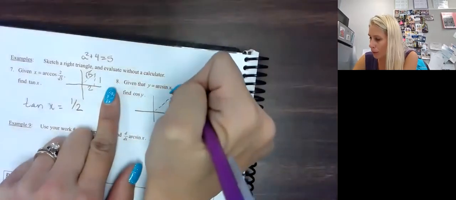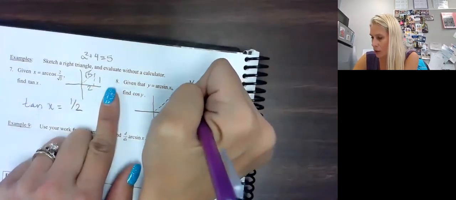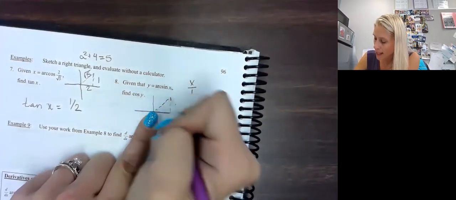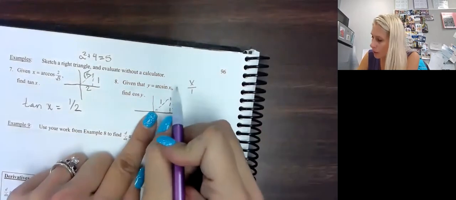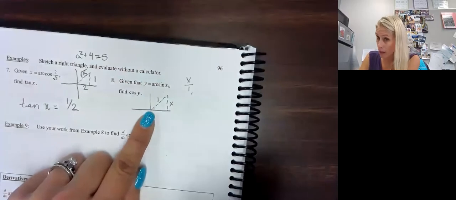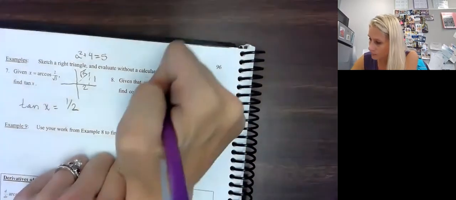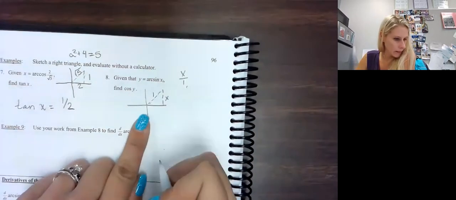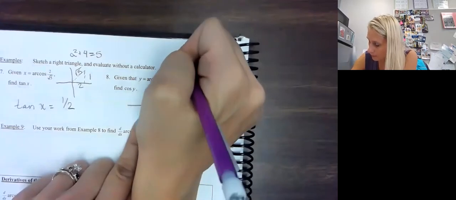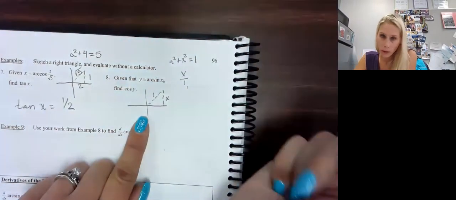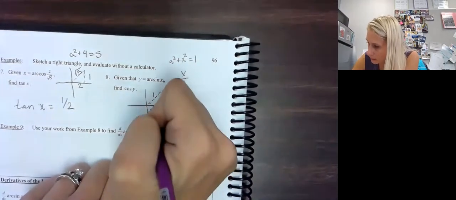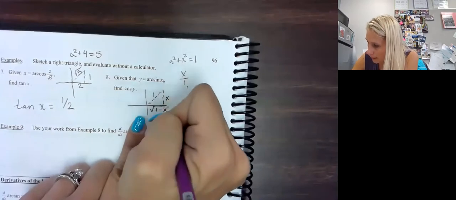But guys, what do you notice? x as a fraction is x over 1. So when we talk about this, the opposite is x, the hypotenuse is 1. So even though it's just x, remember it's x over 1. Now we can do our Pythagorean theorem, right? So let's go a squared plus x squared equals 1 squared, which is 1. Move that over, take the square root. So that means this side is the square root of 1 minus x squared.